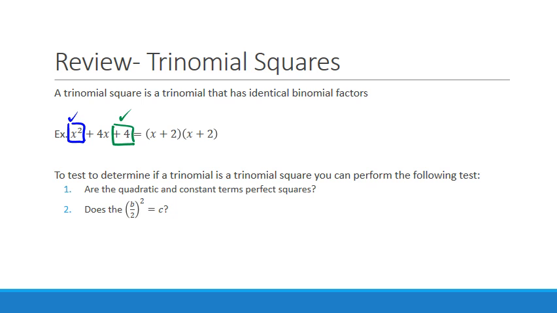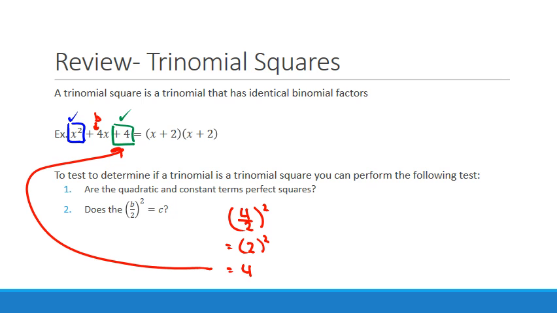Does b divided by 2 squared equal the c term? So the b value in this quadratic right here would be the 4. So if I go 4 divided by 2 squared, does that equal the c value? Well, 4 divided by 2 is 2, and squared that is 4. And you can see the c value is 4. So the final term is that c value. Remember the general form of this trinomial, ax squared plus bx plus c. Okay, so that's what a trinomial square is.